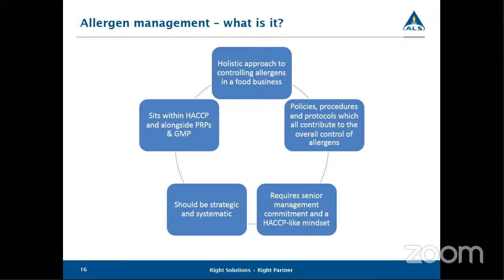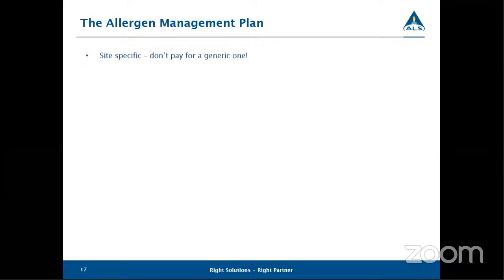And part of that program, you should also have a recall plan. That overall plan you'll want to sit within your broader HACCP plan, your different prerequisite programs, and your good manufacturing practices. And the very start of this plan, like a HACCP plan, should be a risk assessment. It's specific: every facility or retail shop is going to be different, and so it's going to have different hazards and need to be evaluated individually.